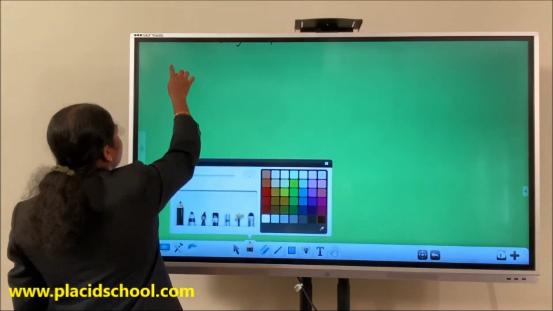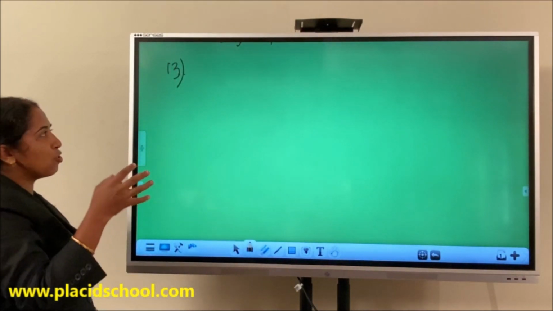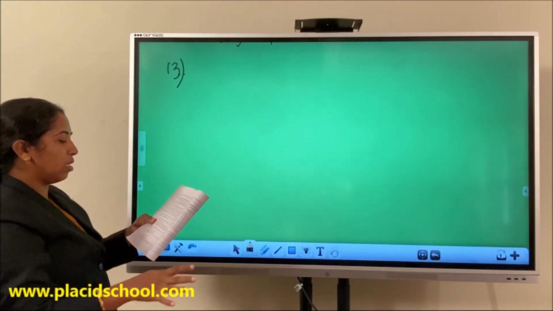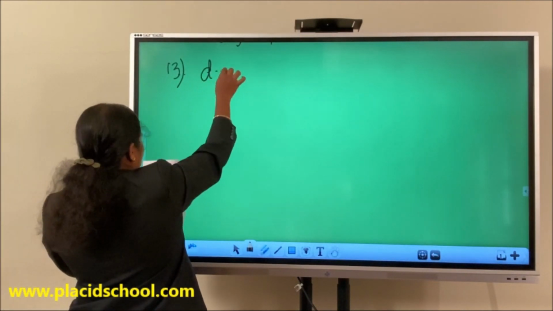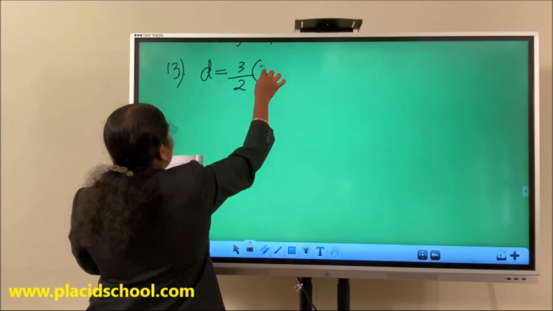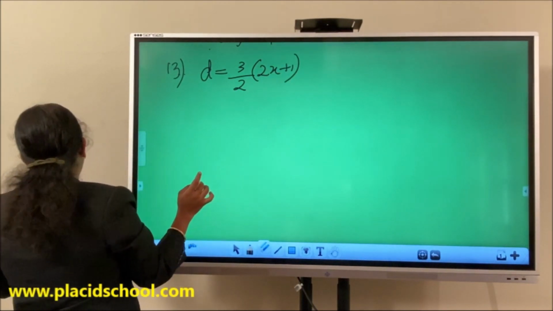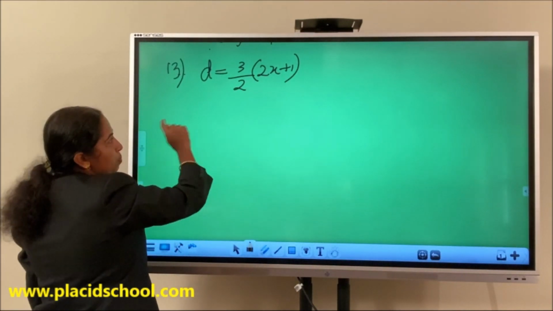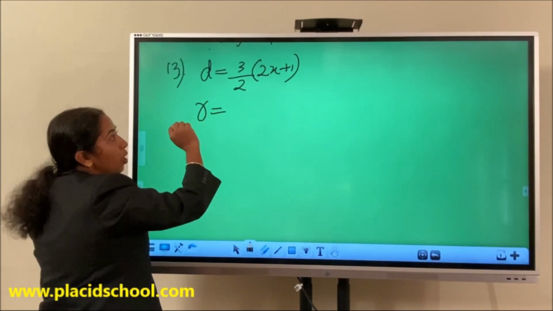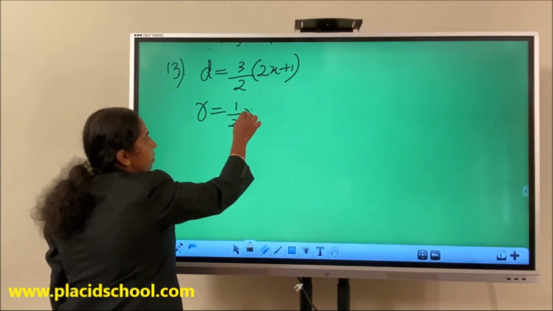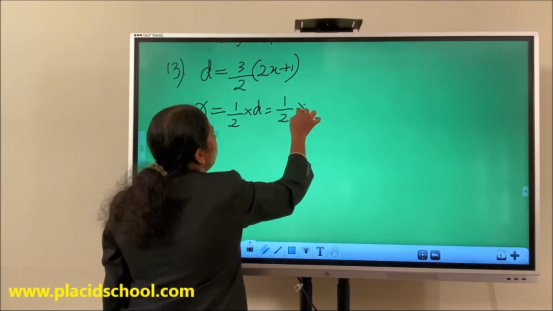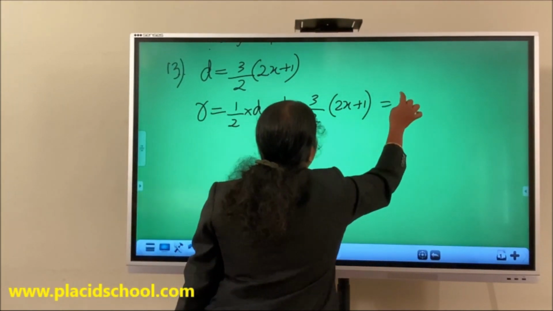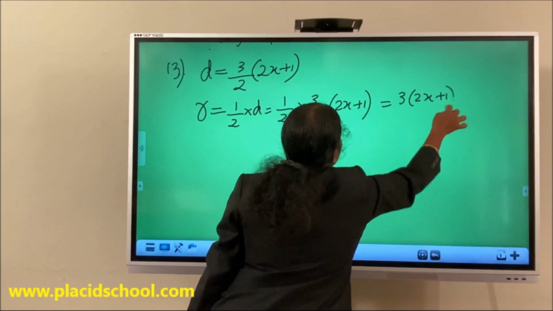So question number 13. We have to do some simplifications before we directly go to the question. We are given that the balloon has a variable diameter. So the diameter of the balloon is given to be 3/2 (2x + 1). We need to find the rate of change of volume with respect to x. Since the diameter is 3/2 (2x + 1), I have to find the radius. Radius is half of diameter, so half into 3/2 (2x + 1), which is equal to 3(2x + 1)/4.